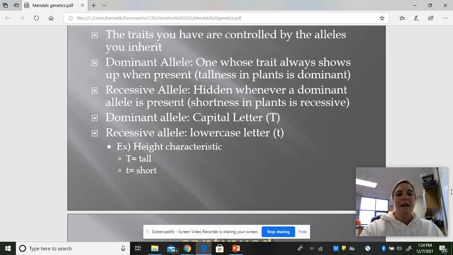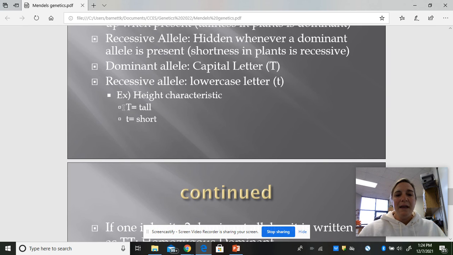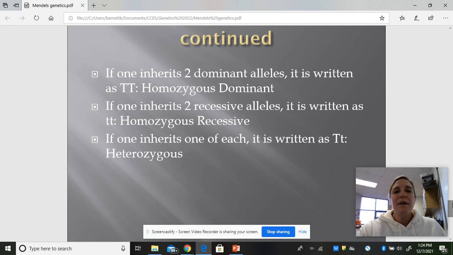But if you want to represent the dominant form of the allele, you are always going to use a capital letter. And the recessive form of an allele will always be the lowercase letter. So for the height characteristic, the big T would be a tall plant and the little t would be the short plant. So you have some scenarios here of different things that you can inherit. If you remember, you always inherit two, and how they pair together is what determines your trait.